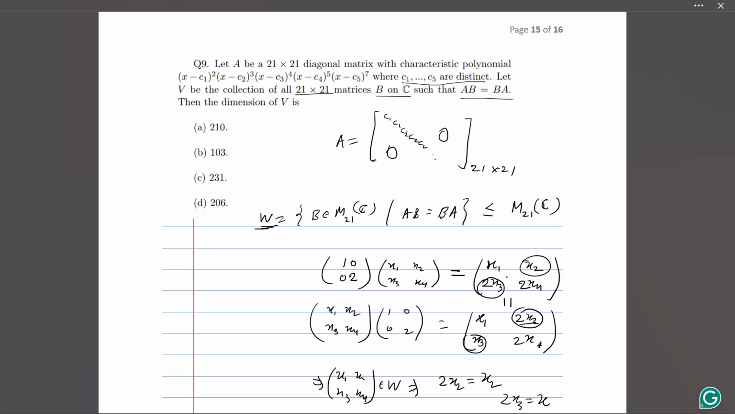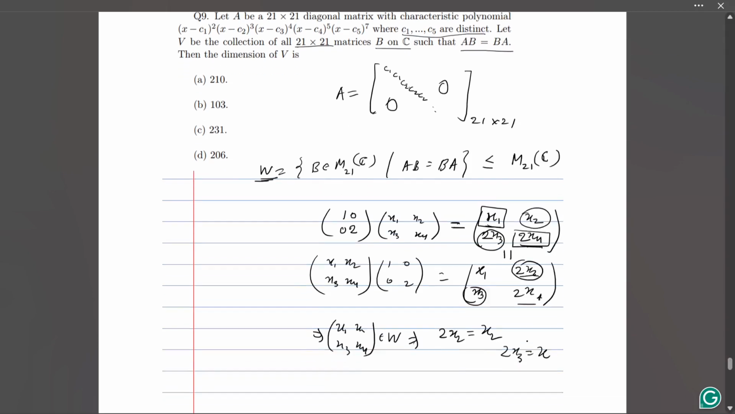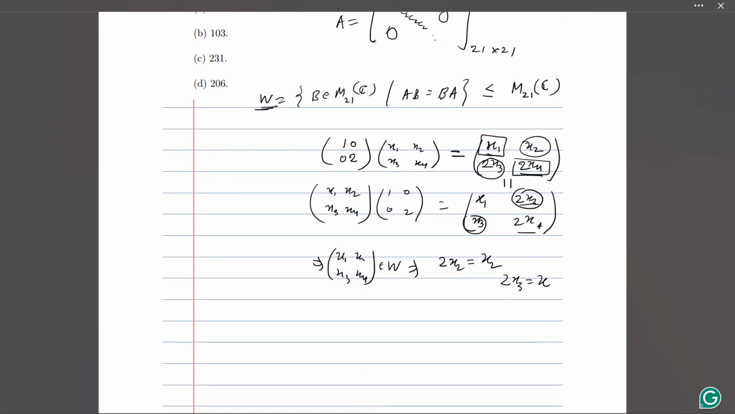Everything else is remaining the same, right? The diagonal block is a block; nothing is changed. If you multiply from left or right, it becomes 2x2, 2x4. Here also it becomes 2x4. So nothing is changed. But these two places will imply that x2 is equal to 0 and x3 is equal to 0.